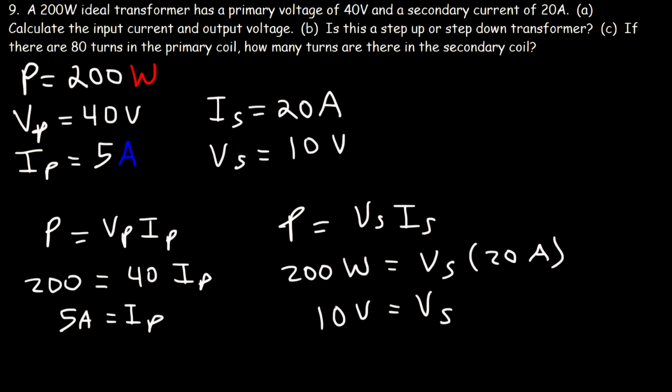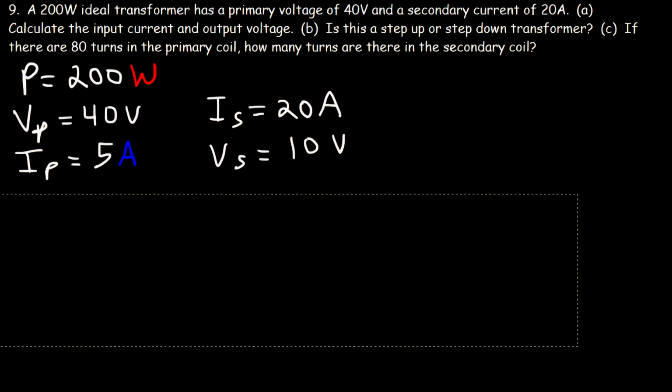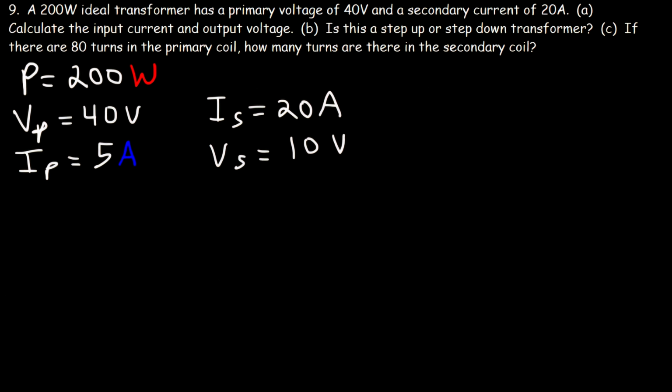Now, is this a step up or a step down transformer? What would you say? Is the voltage increasing or decreasing? Notice the voltage went down from 40 to 10. So the voltage is decreasing, which means that this is a step down transformer.